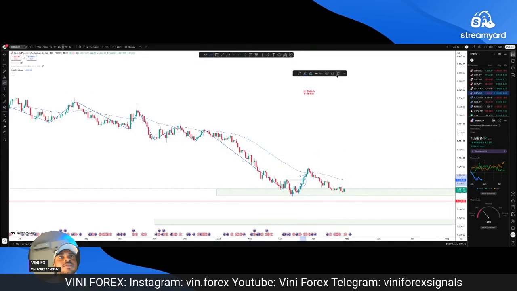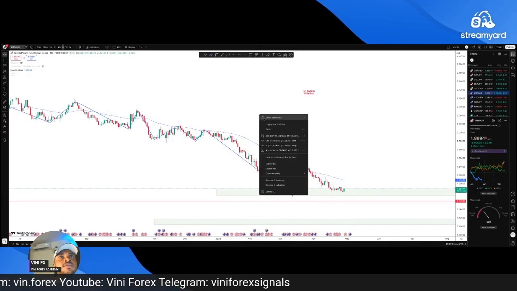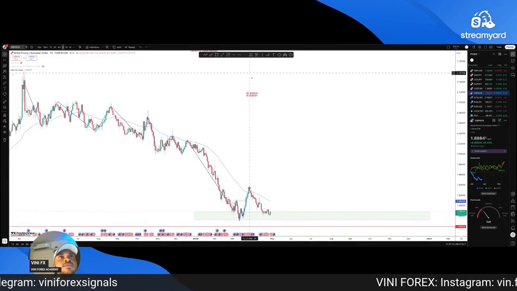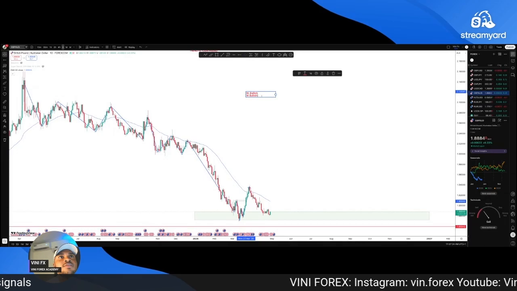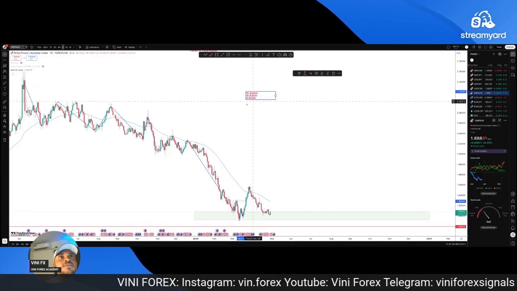Please, that's why I tell you that market structure is king. So having seen all of this, it's simple to say that the daily is still bullish. Please, that is simple.